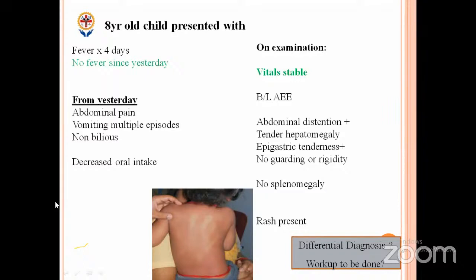So dengue, sir. Dengue first, likely, like rashes, fever, afebrile period. And an 8-year-old child with fever, pain, vomiting, we can think of appendicitis, but there is no pain in the right iliac fossa, but that could be a cause. Okay. Any other DDs? The possibility of dengue is very high.